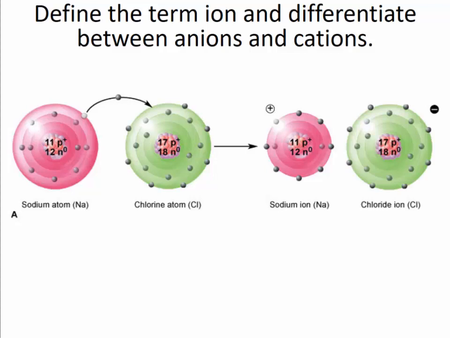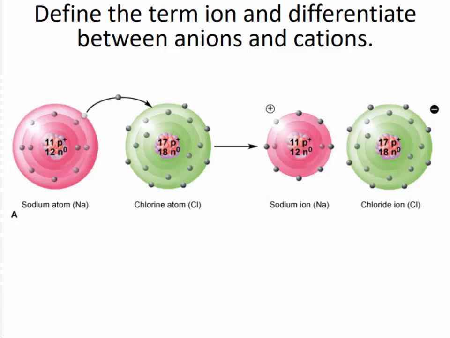The chloride ion is the opposite. It has accepted that extra electron. It has a full outer shell with 8 electrons. However, it now has 17 positive protons in the nucleus and 18 negative electrons in the orbitals around it. And so the chloride ion has a negative charge. So an ion ultimately is an atom that has either gained or lost electrons and now has an overall charge associated with it because of the imbalance of the number of protons and electrons.